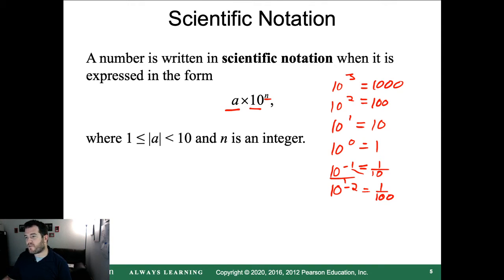So the other key with this one is really right here. Recognizing that your A value is the absolute value. Remember, that means that's both positive and negative numbers. But it has to fall between 1 and 10.